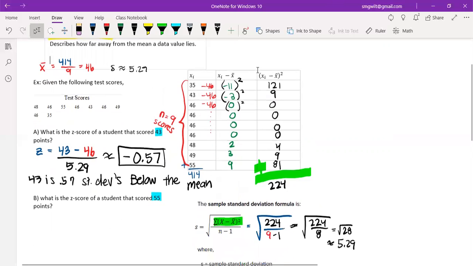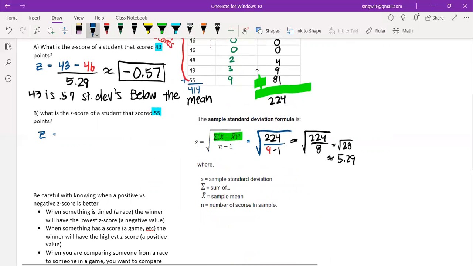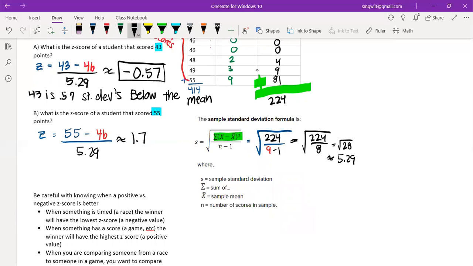We're going to do the same thing with the data value of 55. So our z equals the data point, which was 55, minus the mean, which was our 46, divided by that standard deviation of 5.29. If we calculate that, we get approximately 1.70. So that means that 55 is 1.7 standard deviations above the mean.